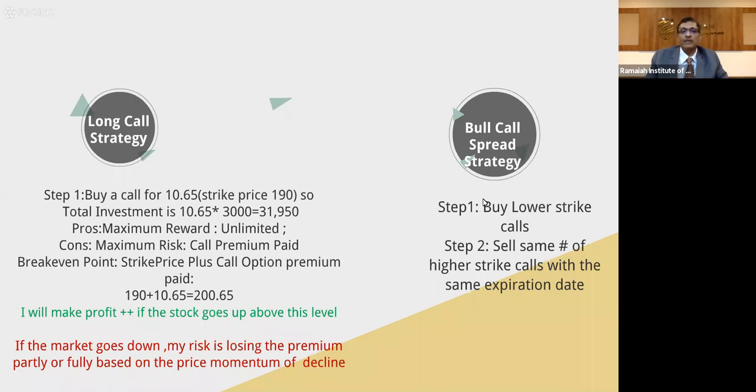Why is it not 190? Because I also paid for my premium, right? So I need to recover that premium in order to make some profit from this point. That's my base price. So 190 plus 10.65 is 200.65. So wherever the stock SBI goes above this level, I will start making profit. And that's my advantage of this strategy. The reward is unlimited. There is no limit because whatever maximum price the stock reaches at expiry, that's my profit.